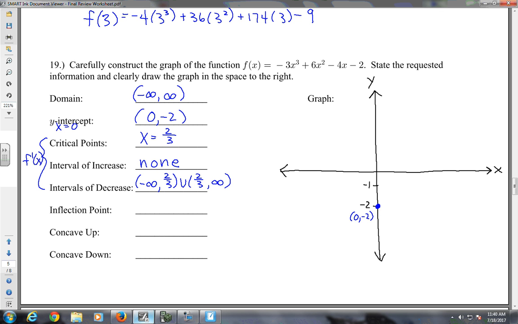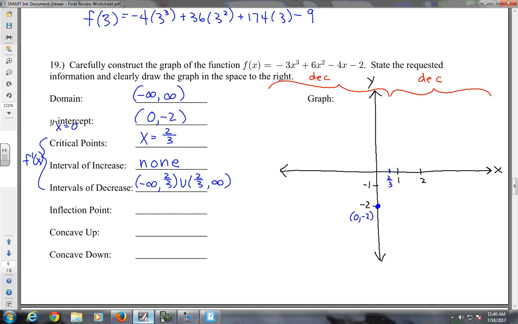Okay, let's put that information on our graph. I'm not going to draw the graph yet, I'm just going to give myself some guidelines. So if I complete my scale here, 2/3 is about right here. I can say to the left of 2/3, the graph is going to be decreasing, and to the right of 2/3, it's going to be decreasing, except for a temporary little blip there at 2/3.